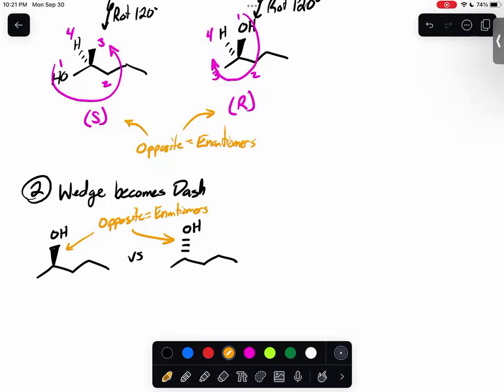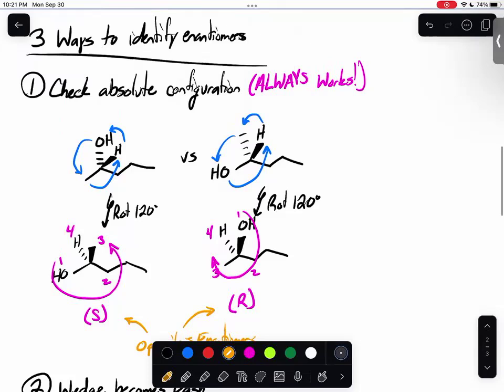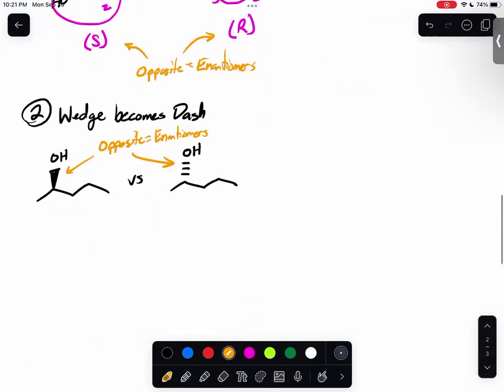If you do not believe me on the fact that these being opposite means that they're enantiomers, we can resort back to checking the absolute configuration to make sure that is true. Right? Let's take a look at the absolute configuration of these. We see 1, 2, and 3. The hydrogen, which is number 4, right there. This one is R. Looking at the one on the other side, since it's on the dash, keep in mind the hydrogen is now on the wedge.